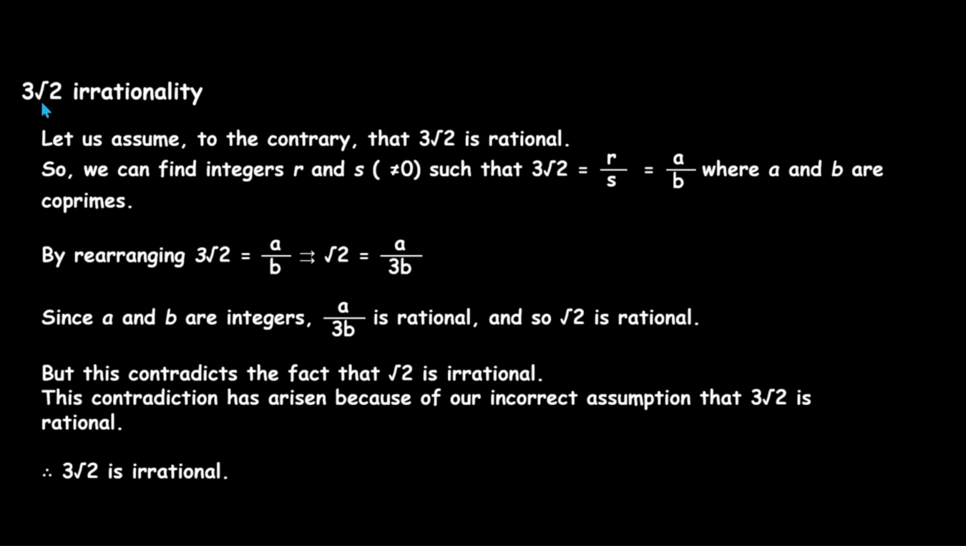So 3 root 2 has to be proven to be an irrational number. The methodology is the same, the proof by contradiction method. We start with the assumption that 3 root 2 is rational, ultimately prove that our assumption is wrong, and conclude that 3 root 2 is irrational.